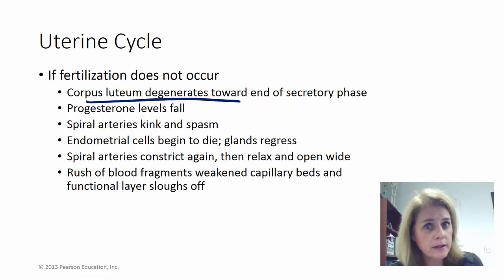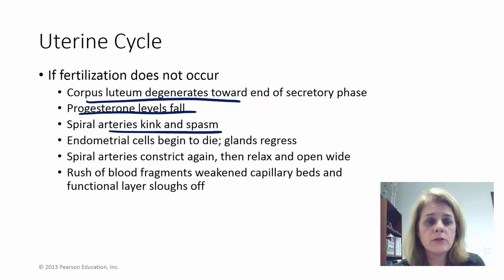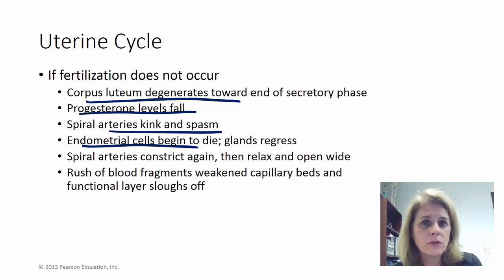If there's no pregnancy, we don't want the myometrium of the uterus to be quiet. We want the uterus to become contractile so that we can shed the internal layer of the uterus. So your progesterone levels are going to fall. Your spiral arteries are going to kink and spasm and basically close off, which means there's no blood supply to the endometrial layer. The endometrial layer will die. Those glands will shrink back into the basal layer.